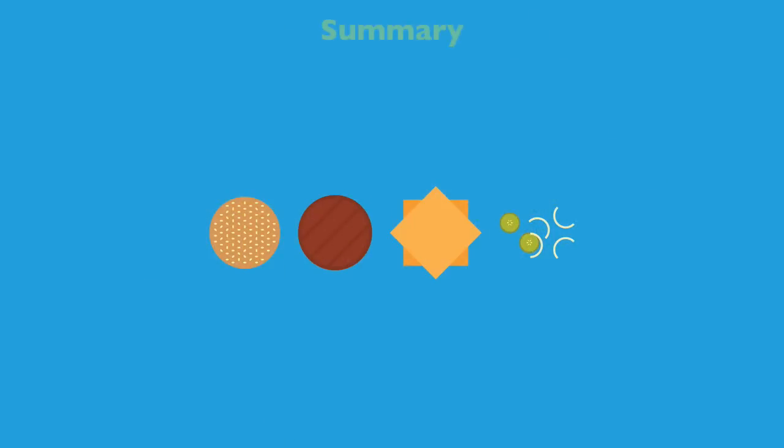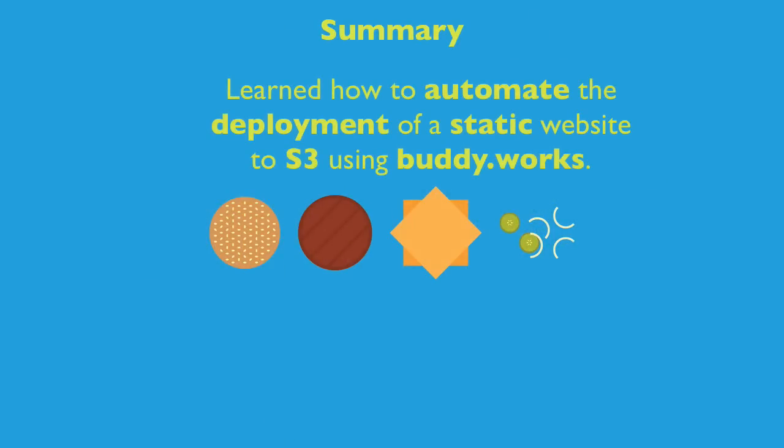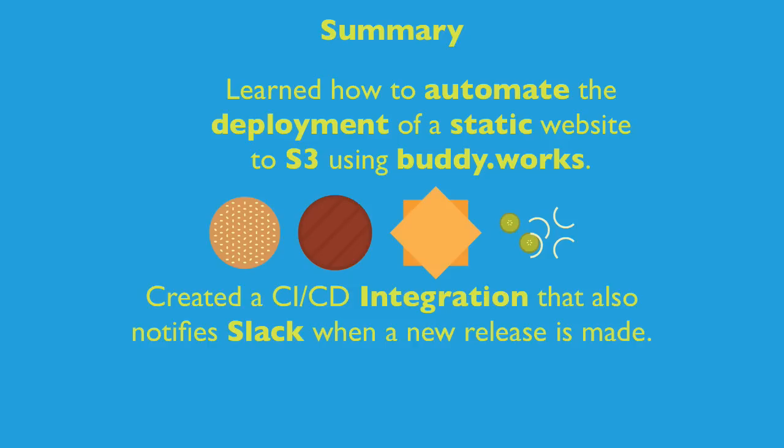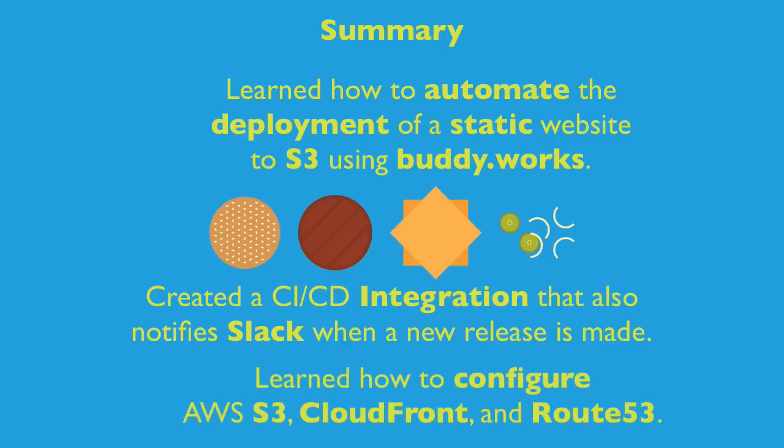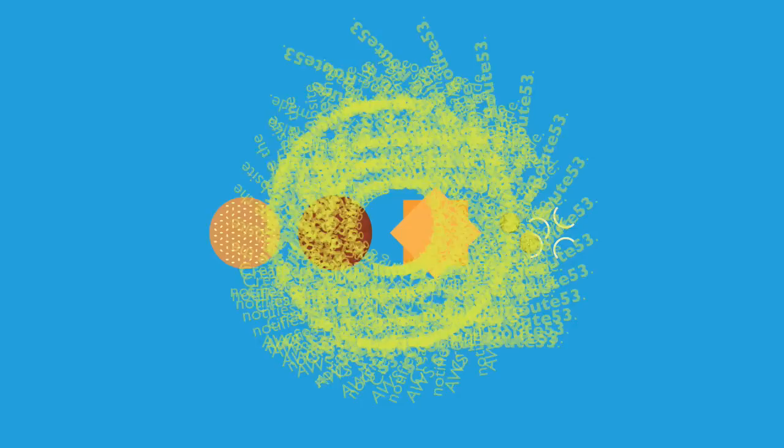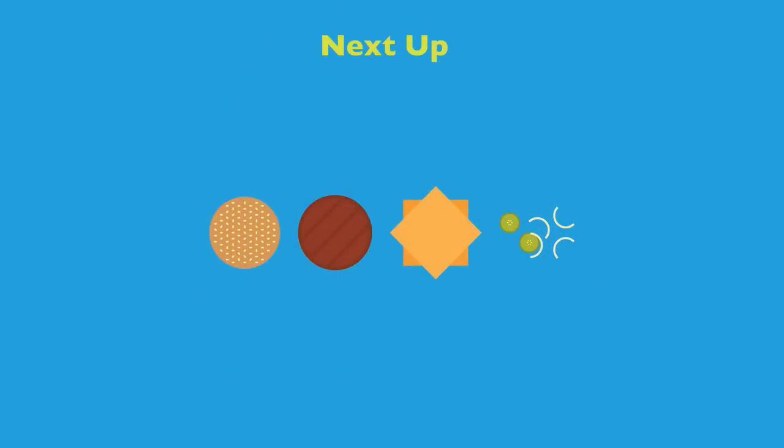To sum up, in this episode we have learned how to automate the deployment of a static website to S3 using Buddy, and we have created a notification to update the Slack channel whenever we make a new release, and then we have learned how to configure CloudFront, S3 buckets and Route 53 to serve our static website as fast as possible.